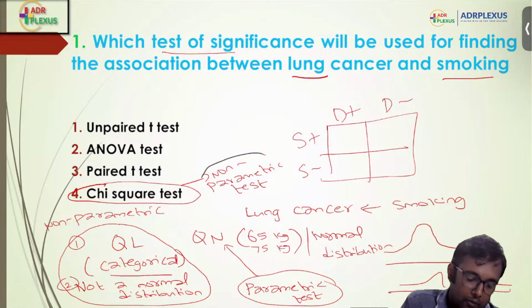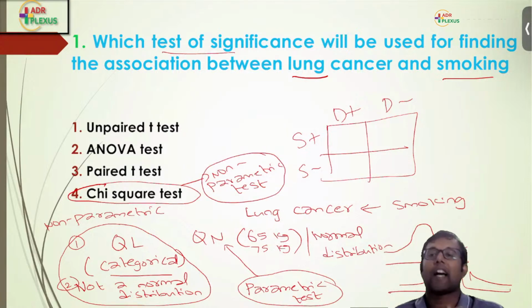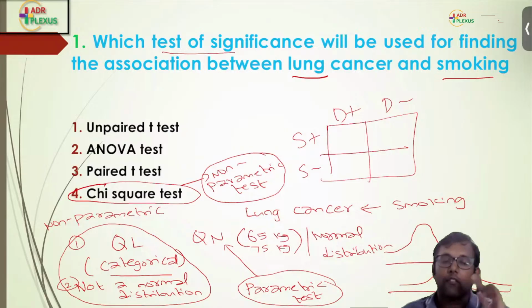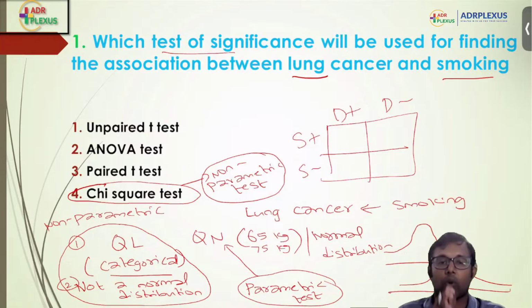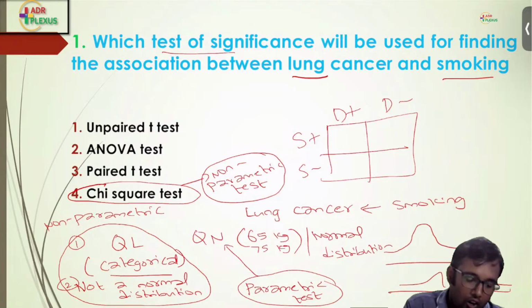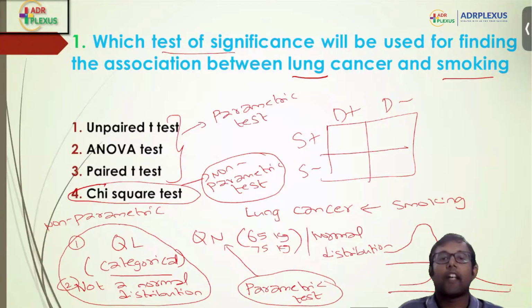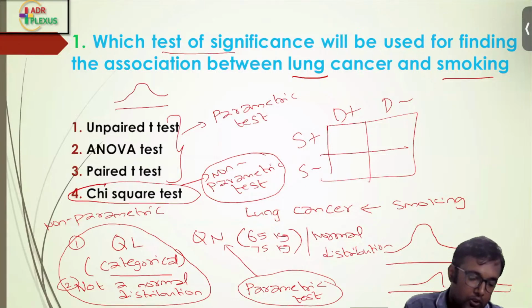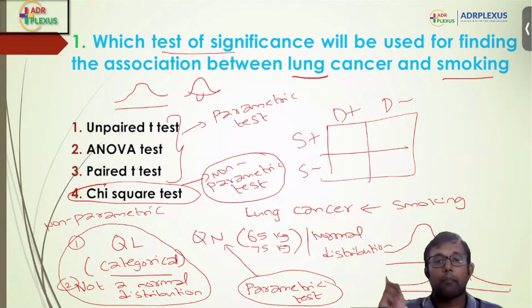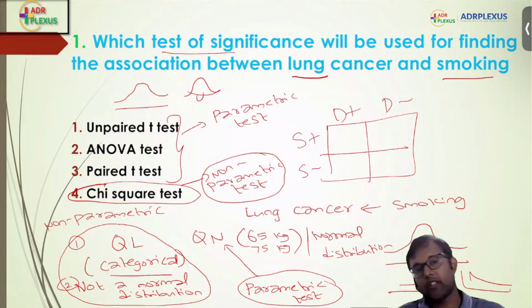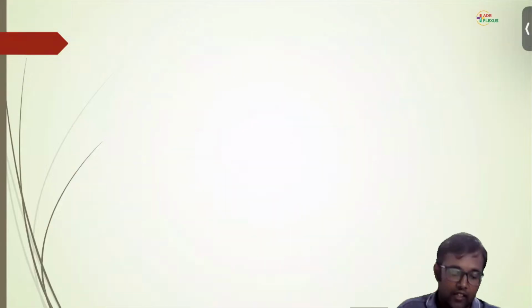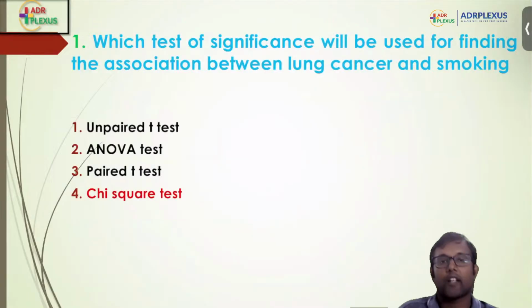I will also give you the names of other non-parametric tests, but those are for a higher level, if you want, you can remember. For a basic level, you should know that the only non-parametric test among the following is the chi-square test. All the others are parametric tests. Parametric means what? It is used for quantitative data or for data following a normal distribution, a bell-shaped curve. Do you remember? So the answer is the chi-square test.